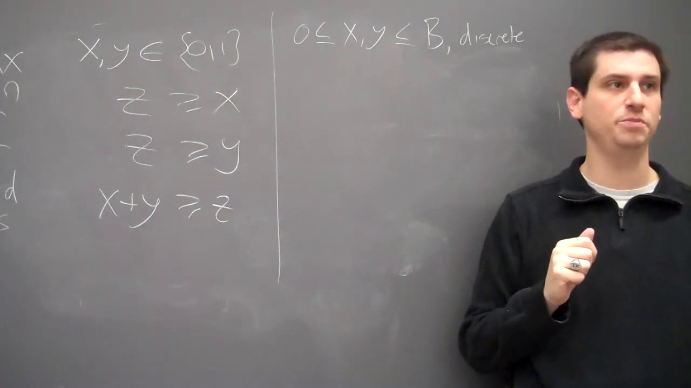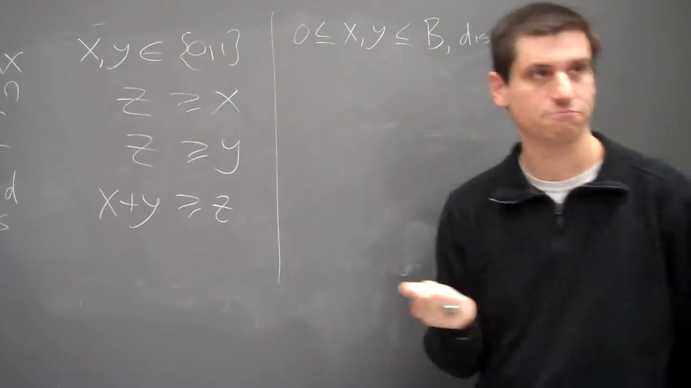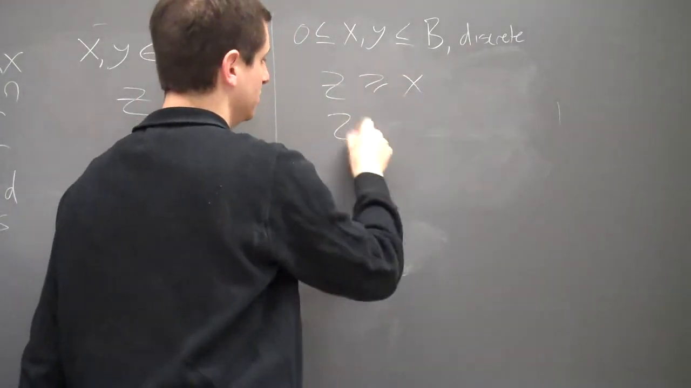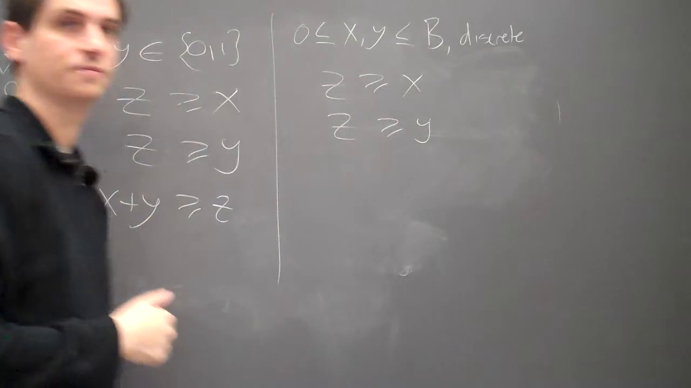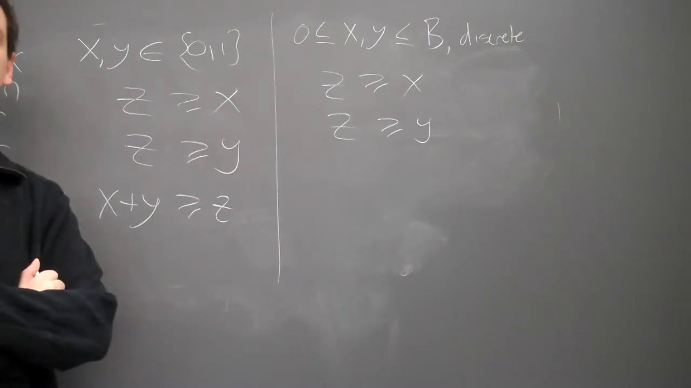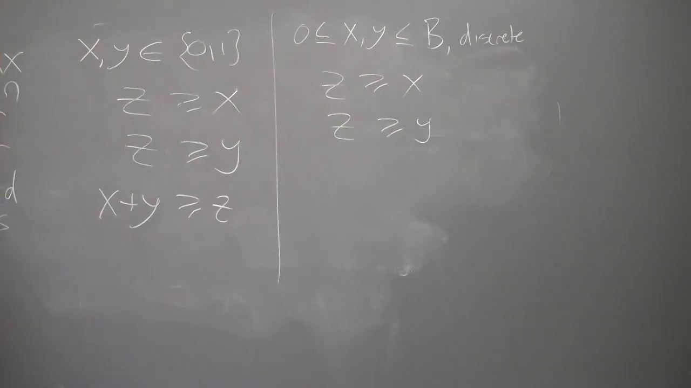They're integers between 0 and b, and I want z to be the maximum. So I can start off exactly as before, z greater than or equal to x, z greater than or equal to y. So far so good, right? This forces z to be at least as large as the maximum, but now we want to make sure z is not larger than the maximum. So how would we prevent z from getting too large?